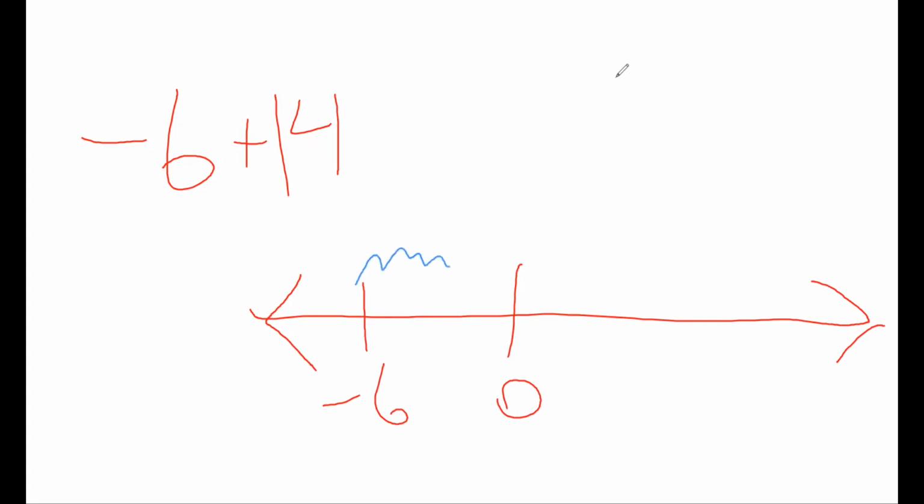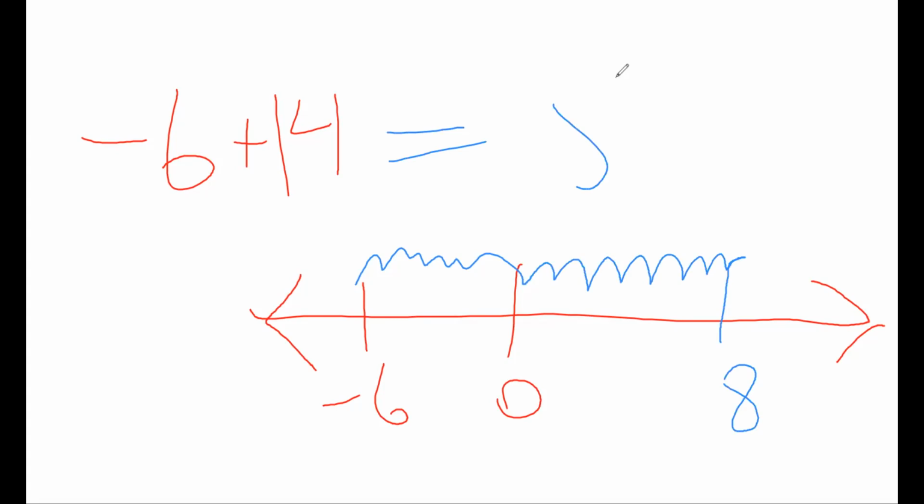So 1, 2, 3, 4, 5, 6. So I've gone 6 of those units and now I'm at 0. How many more units do I need to go? 8 more units, exactly. I've used 6 of the 14 up to get to 0. 8 more will get me 5, 6, 7. Well, you get the idea. So -6 plus 14 is going to be 8.